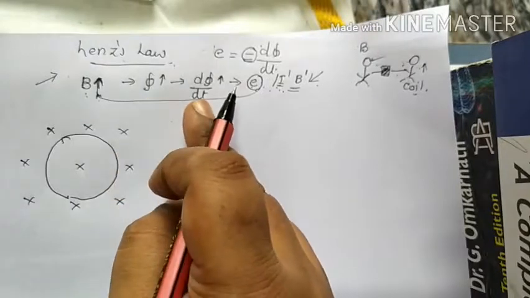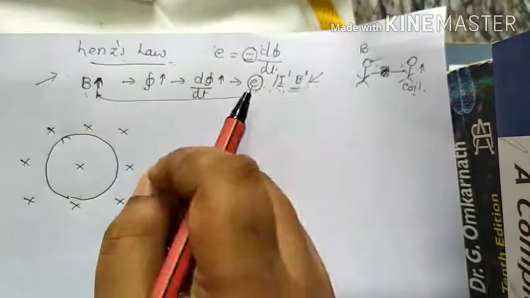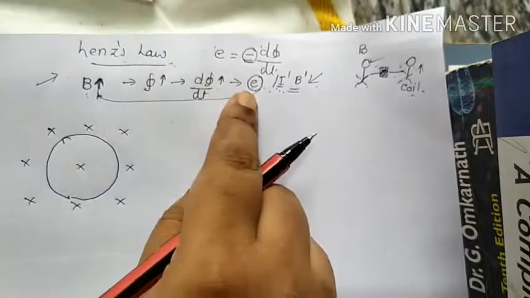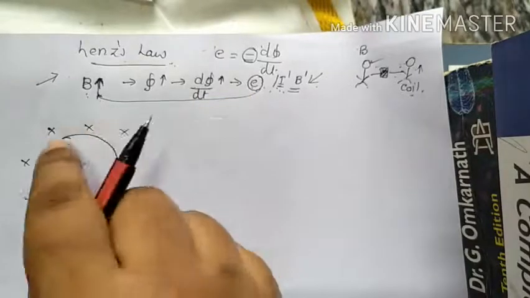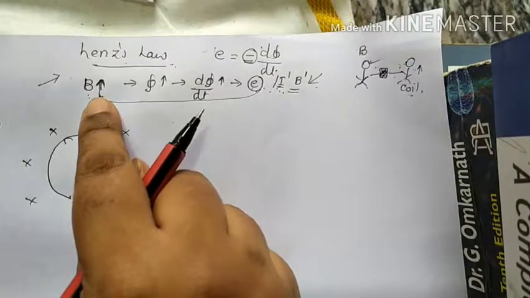That means d phi by dt has increased. That means EMF has been introduced, or current has been induced. Now, as per Lenz's law, this induced EMF or induced current has a direction such that it opposes the magnetic field which has been producing it.